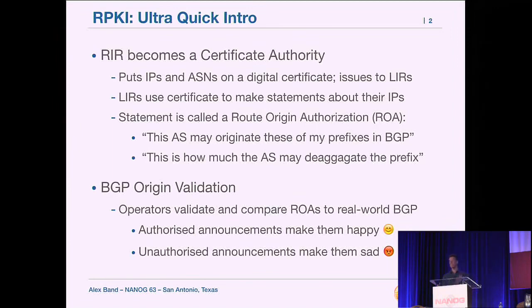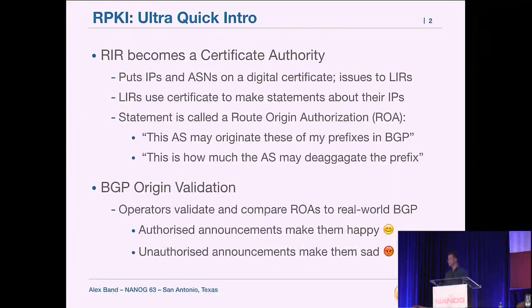A ROA has one additional data point, and that is the maximum prefix length. And that essentially says, I authorize this AS to deaggregate this prefix up until this point. If they announce it any more specific, then it's not authorized. You put all of these statements together in one big repository, and then any operator anywhere in the world can download all of these statements and start comparing them to real-life BGP.